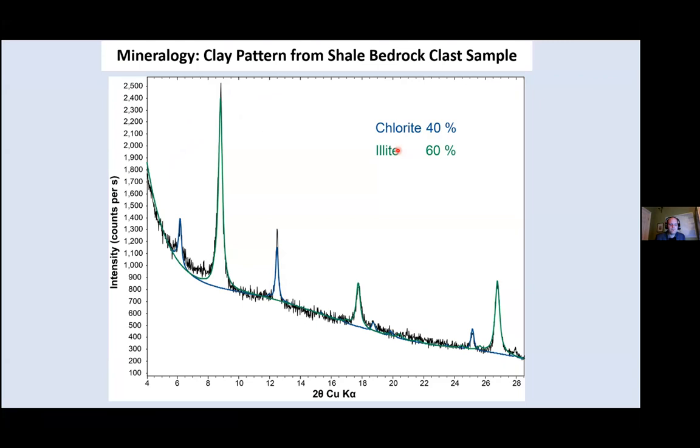So I'm going to start. I'm not sure if everyone's familiar with X-ray diffraction and X-ray diffractograms, but this is just looking at clays, which are often the weathering product. So these are nice, sharp, well-formed diagenetic clays that we find in the shales that make up part of the bedrock at this site. And then these are the clays we find in the subglacial sediments.